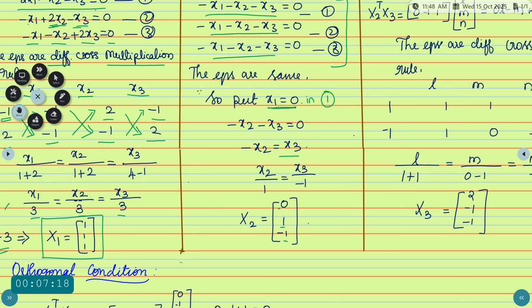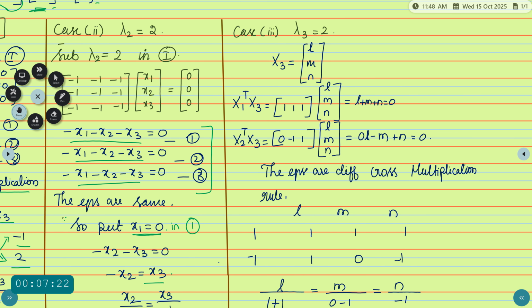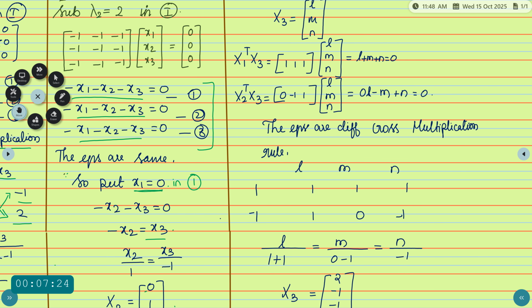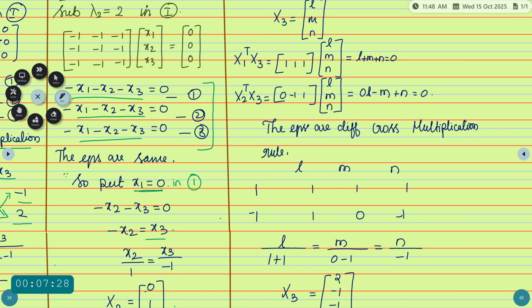Next, case 3. Case 3 is the same eigenvalue, that is lambda 3 equal to 2. Now, because the given matrix is symmetric matrix, we are going to use the orthogonal condition. Let us take x3 is LMN.